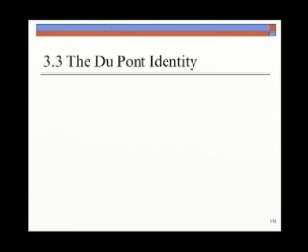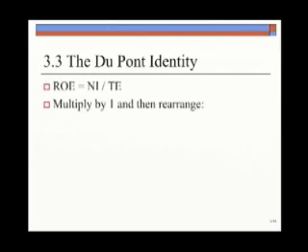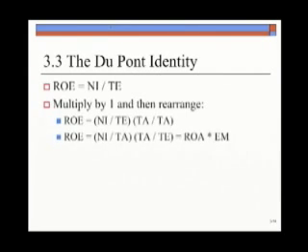We now come to an important identity which helps us break down the return on equity and see its components. So we start with return on equity, which you will recall is net income divided by total equity. And just multiply it by 1, which will not change the basic equation, but will add some new variables. The 1 is going to be in the form of total assets divided by total assets. And we're going to rearrange. We're going to take the net income divided by total assets and the total assets divided by total equity.